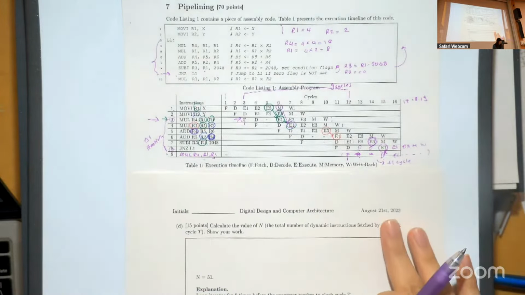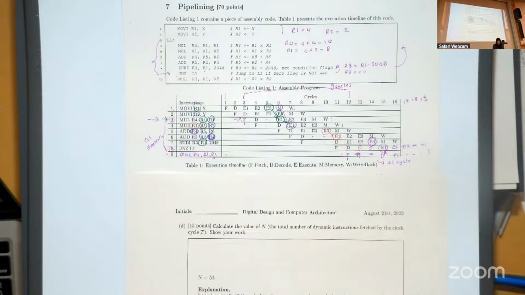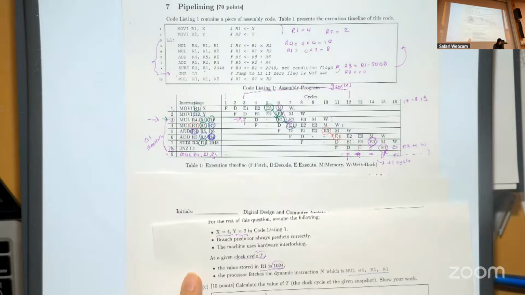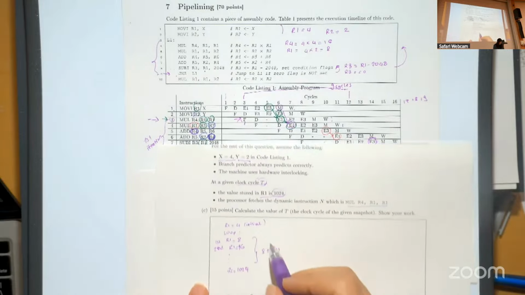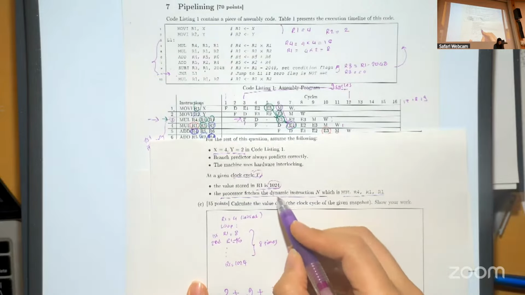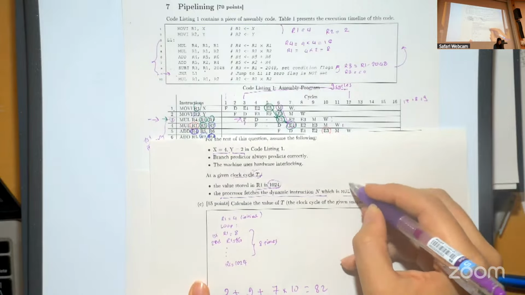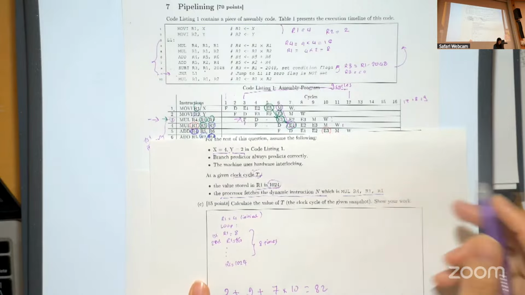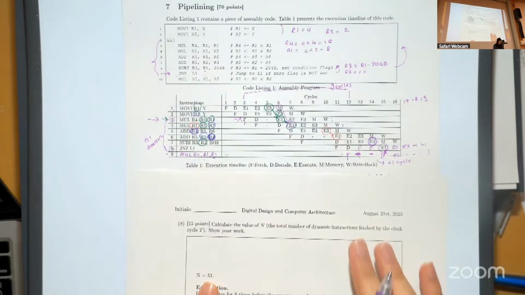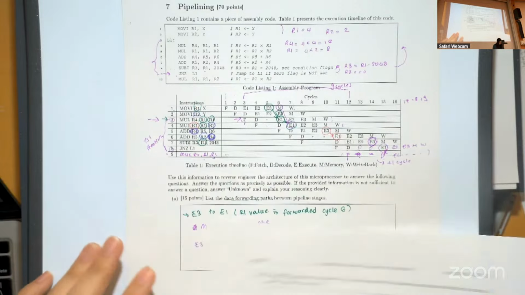Next, the question asks, calculate the value of n. N was the number of, basically, let me show you here. So n is defined like this. This is the count of the dynamic instructions at this point where we fetch this instruction. So basically what we are looking for is, okay, I'm showing you the result actually.